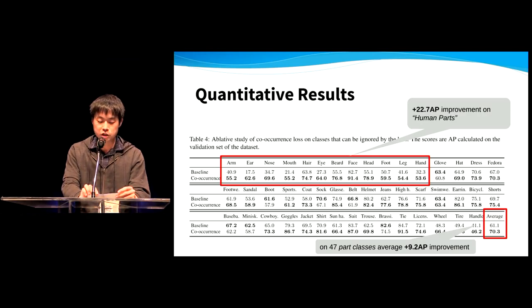For human parts categories, we saw on average 22.7 average precision improvement from the baseline without part-aware sampling. For the 47 part categories that are relevant to part-aware sampling, we saw an average of 9.2 average precision improvement. We think that the improvement is significant, especially for those categories that often appear in the images without annotation. For instance, there's 45 average precision improvement for human ear.